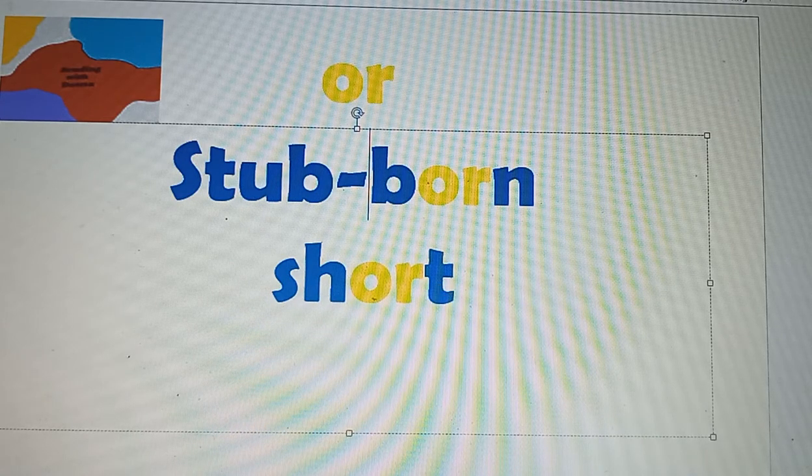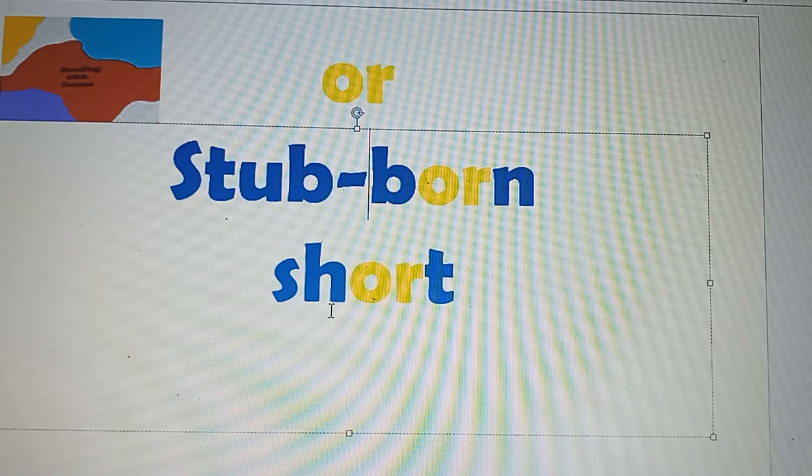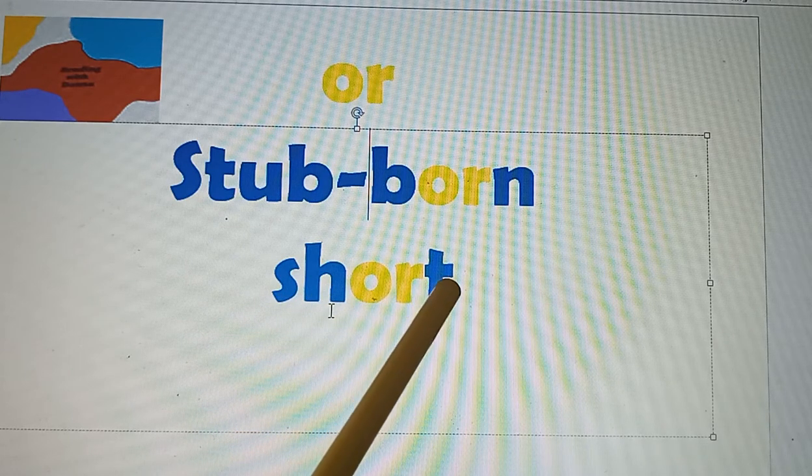S-H-O-R-T. How many vowels are in this word? There is only 1 vowel in this word. There are 5 letters but 1 vowel. So this is a single syllable word. When there is 1 vowel, it's a single syllable word. There are other words that may have 2 vowels, that's a single syllable, but we will look at those in the next lesson.